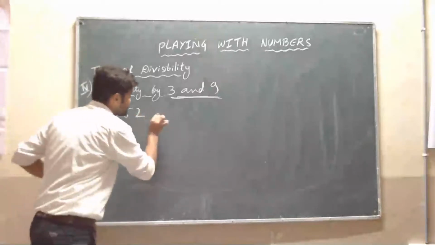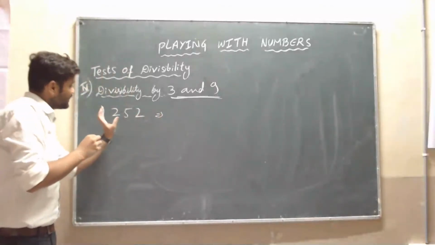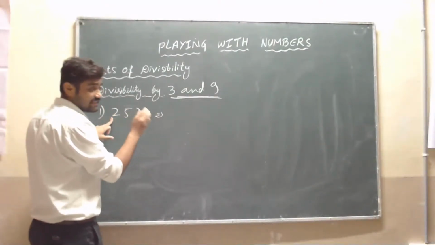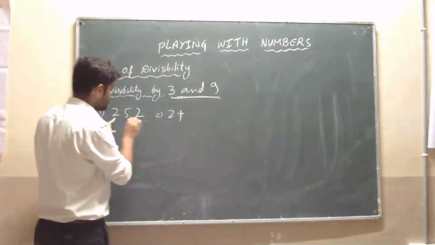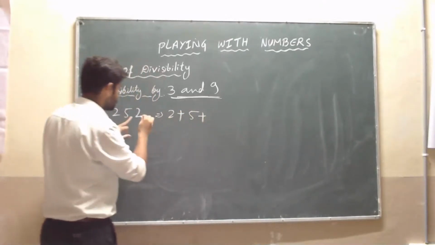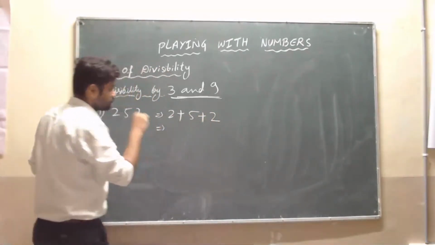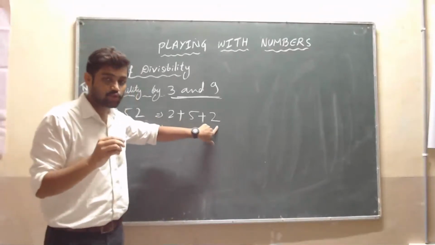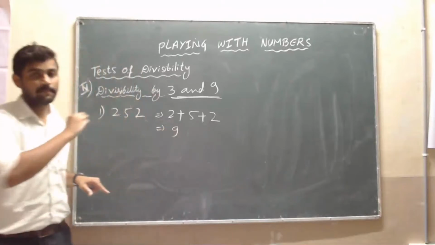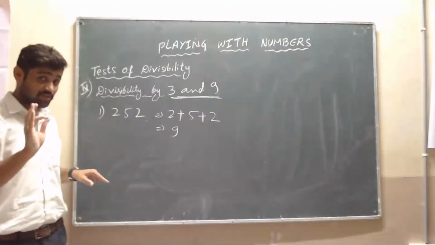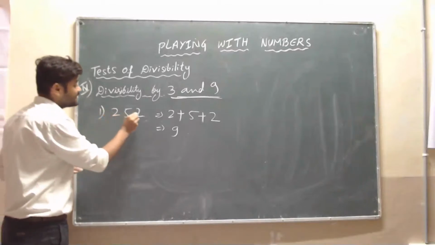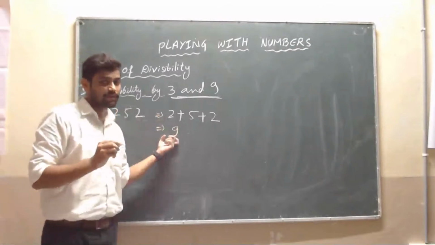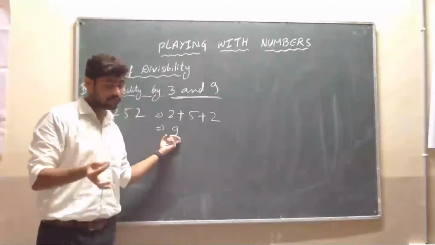What we have to do? Just simple, that is adding each digit. First step is adding each digit, that is 2 plus 5 plus 2. 2 plus 5 is 7, 7 plus 2 is 9. The first step is adding each digit. Then we will get a single digit number or a double digit number, whatever it may be.